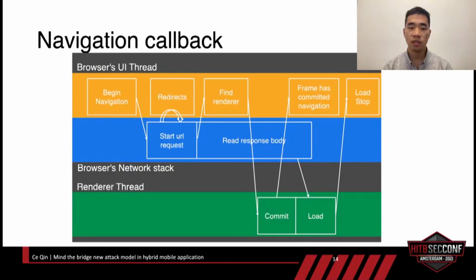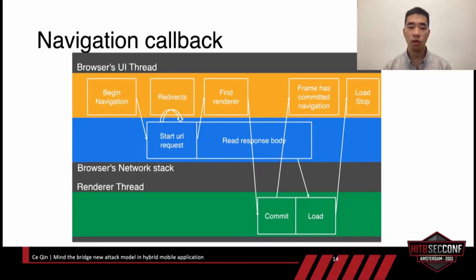Navigation callbacks are invoked during the life cycle of navigation. These diagrams show a part of the timeline of what happens in the navigation. I deleted the initialization and some other steps to make it simple. It starts in the yellow, which means the browser thread, in Android also the UI thread. In blue, we have the network service, and in green, we have the render thread.